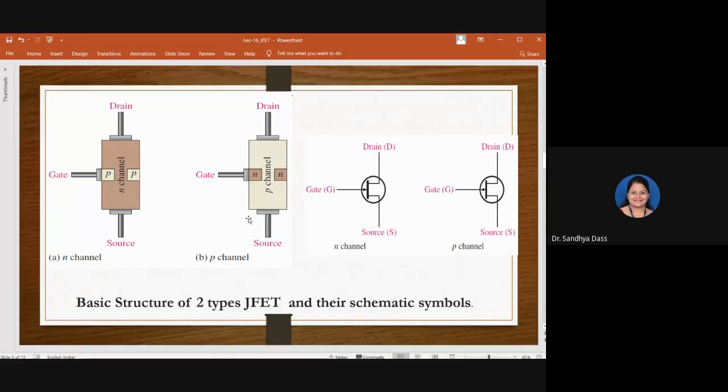All right, similarly the P channel, you have one P channel there. On the top with the ohmic contact there is a terminal where you have a lead called drain, and on the bottom you have a terminal with the ohmic contact called source, and there is N-type material which is diffused inside the P-type. All right, and there is a lead or the contact connecting both the N-type regions to form one more terminal called gate. All right, please note down.